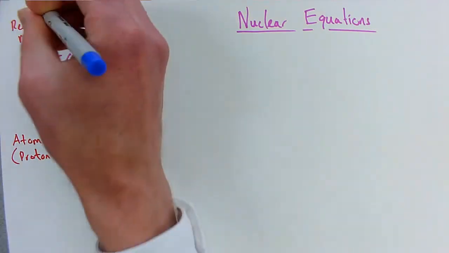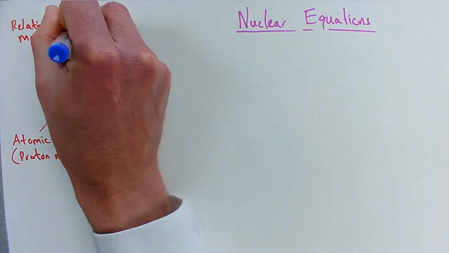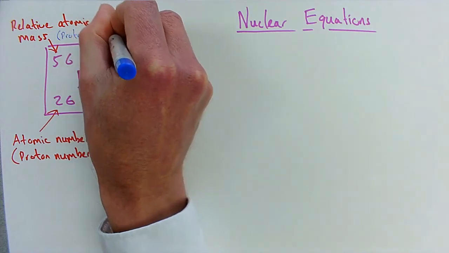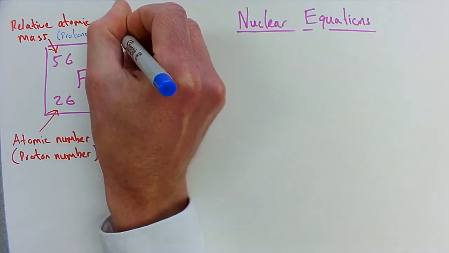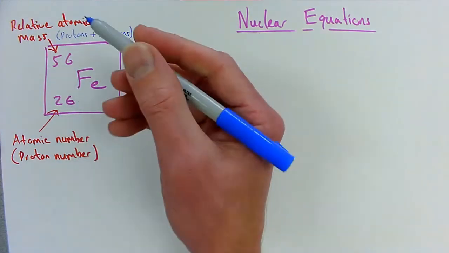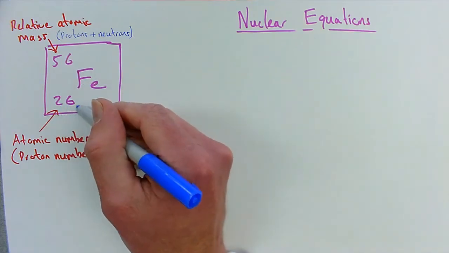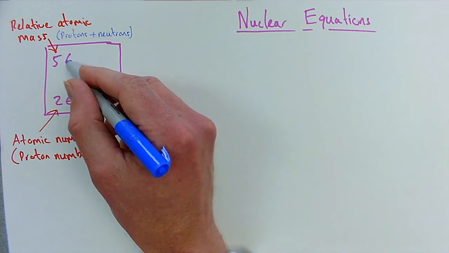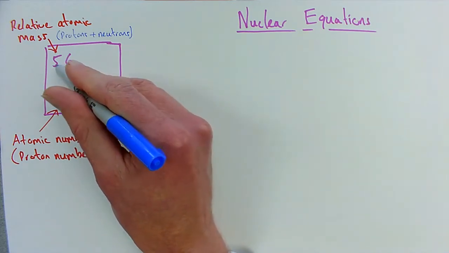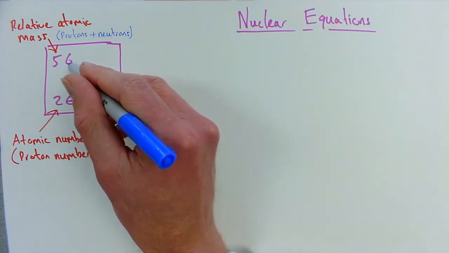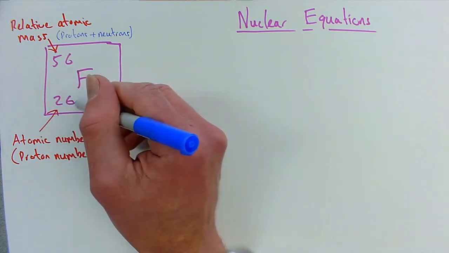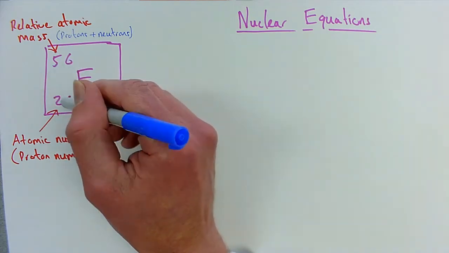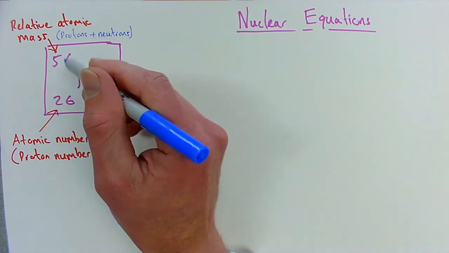So here we can make a note: protons plus neutrons. We already know that iron has 26 protons. So if the relative atomic mass is 56, then 26 of those are protons. That must leave us 30 of those to be neutrons. So iron here has 26 protons, and we said 30 neutrons. 56, take away 26, leaves us with the 30 neutrons.